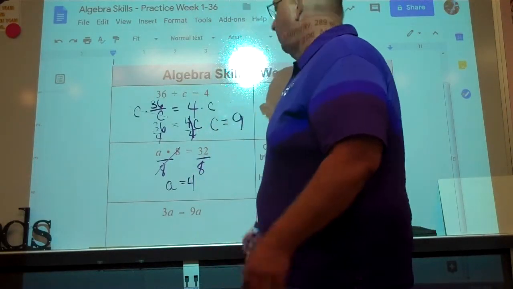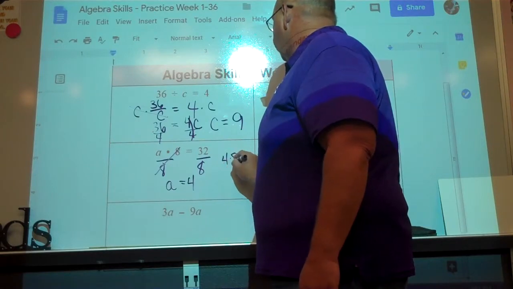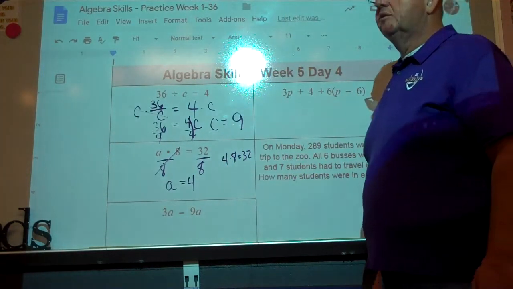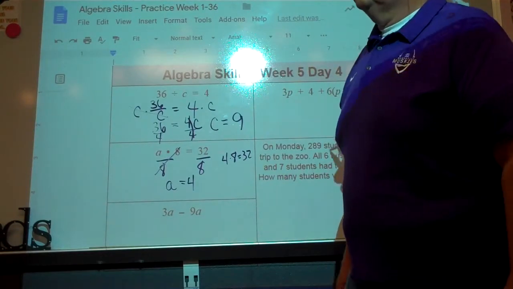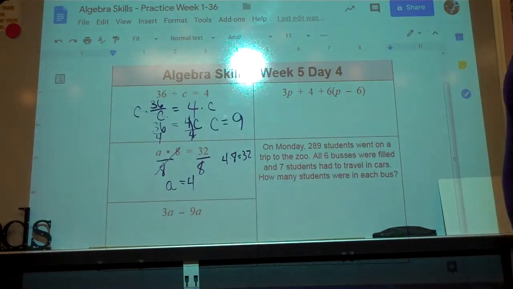If we go back and check ourselves, if we put 4 in for A, does 4 times 8 equal 32? Yeah, it does. So then we know we got it correct. Okay. Third one. 3A minus 9A.